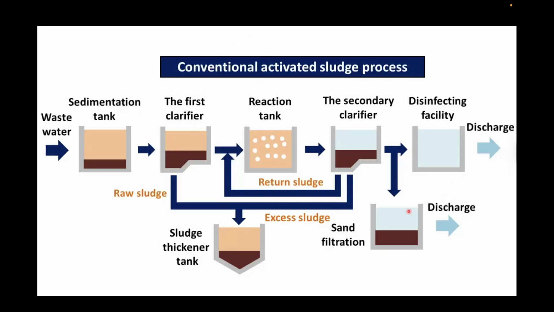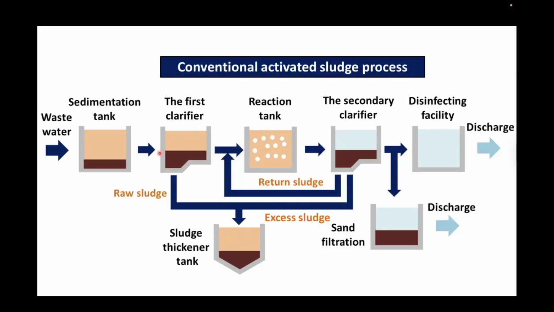So what is the activated sludge process? Let me define it for you once again. How is the process done? The activated sludge process is used to treat wastewater in a sewage treatment plant or in a bioreactor, as we call it. First, the wastewater enters a sedimentation tank in which sediments or soil particles and heavier particles settle down, and then it is fed into a first clarifier.